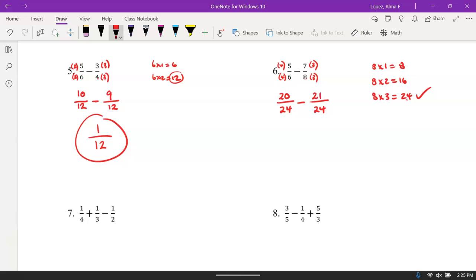Now subtract. 20 minus 21 will be a negative 1, because you subtract and keep the sign of the larger, and then you keep the denominator.